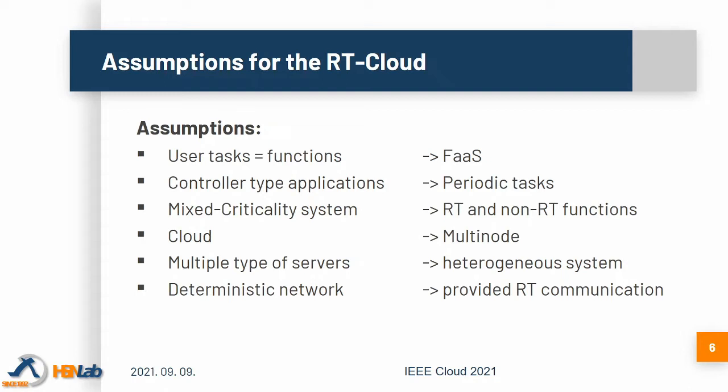In our interpretation, the real-time FaaS manages multiple nodes, so it operates on a server cluster. These servers could be heterogeneous ones, containing different types of CPUs, GPUs, memories, NICs, and so on. And finally, as I already mentioned, the underlying network must be deterministic or latency bounded for the real-time applications. Thus, the transmission times can be handled easily.